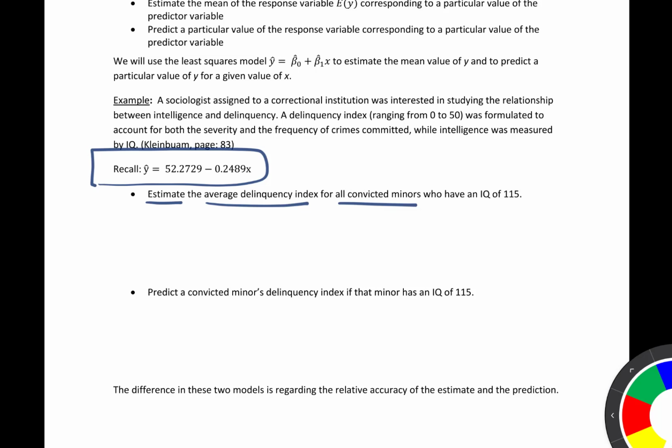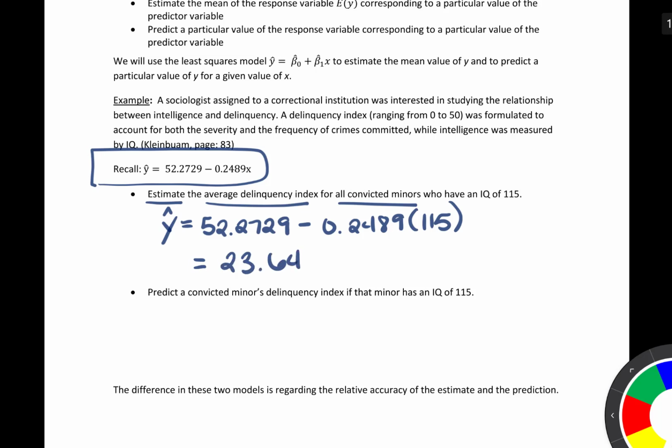So to estimate this, we're going to use our fitted line that we have up above. We're going to estimate that to be equal to putting in the estimates for the intercept, the slope, and then we're interested in IQ equal to 115, and that gives us an estimate of 23.6494.